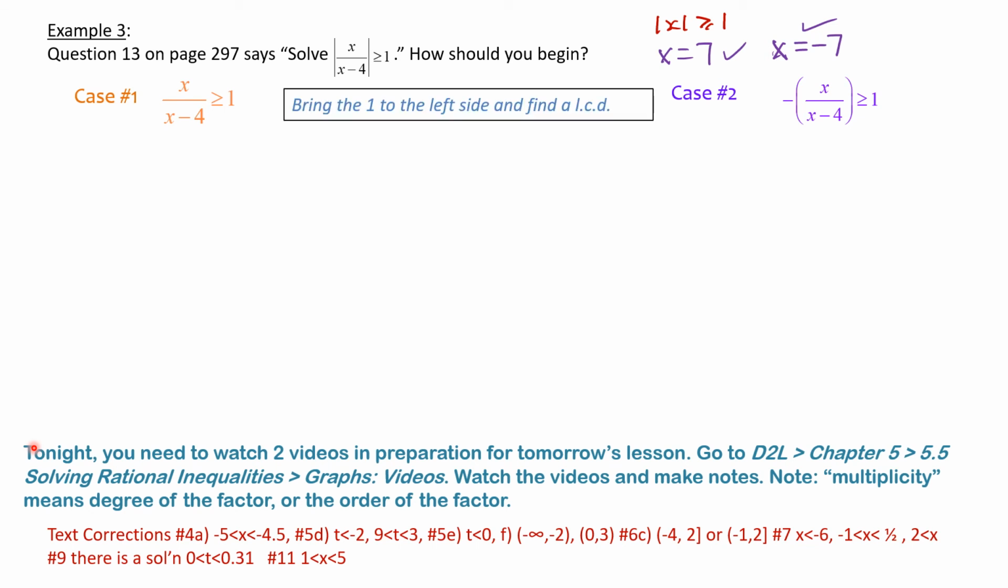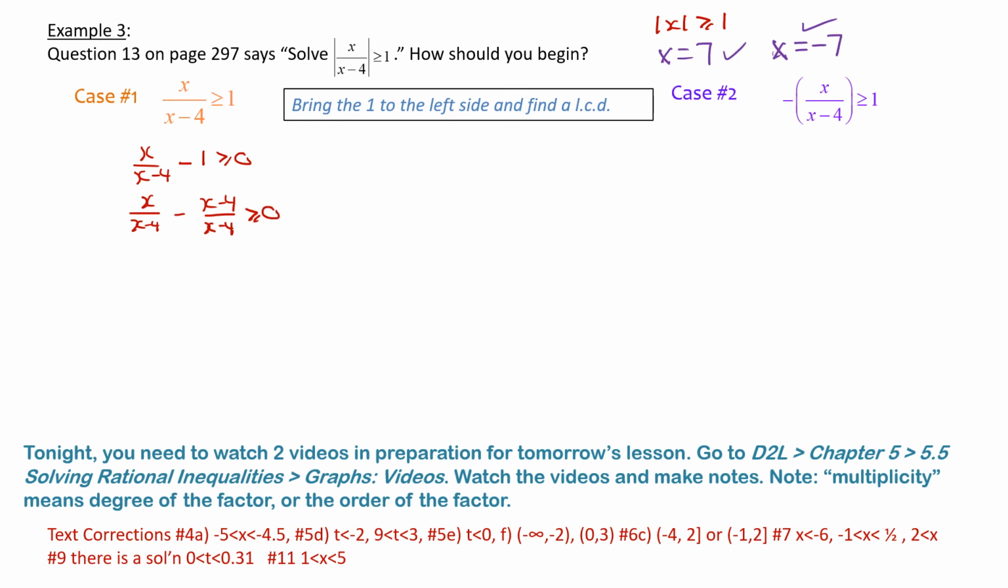So what are we going to do here? We're going to bring the 1 to the left side and find the lowest common denominator. Okay, let me get a color here. So I'm going to start with case 1. I'm going to bring the 1 over. That gives me x over x minus 4 minus 1 greater than or equal to 0. I need a lowest common denominator. The lowest common denominator will be x minus 4. So 1 is simply x minus 4 over x minus 4.